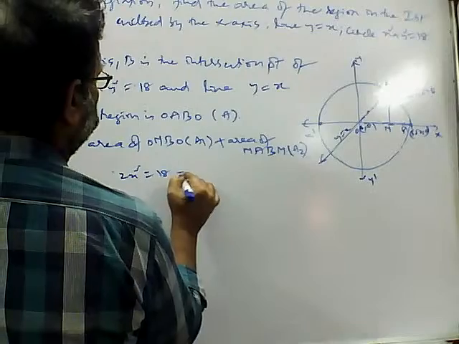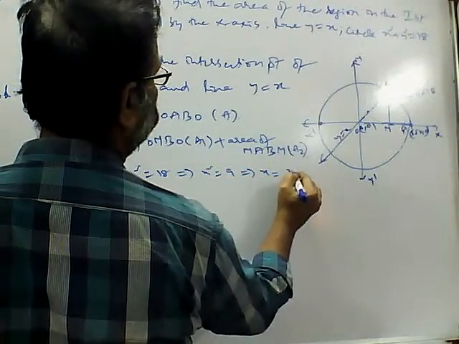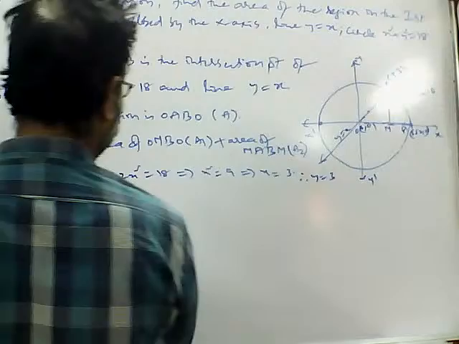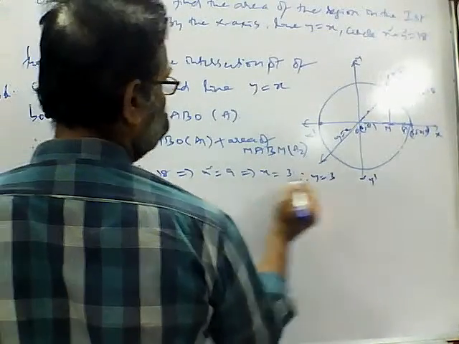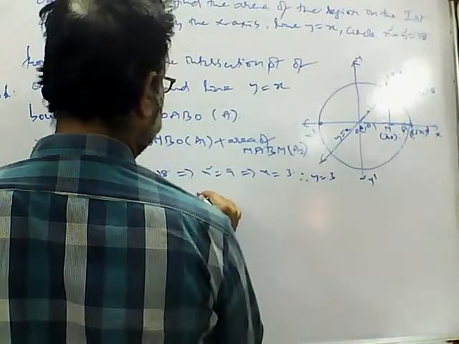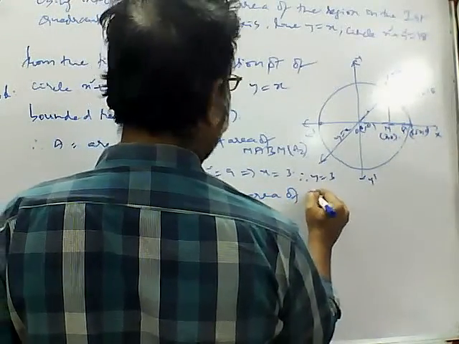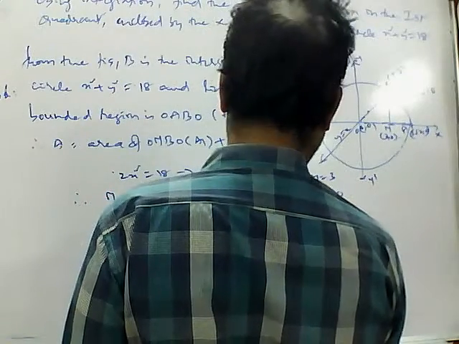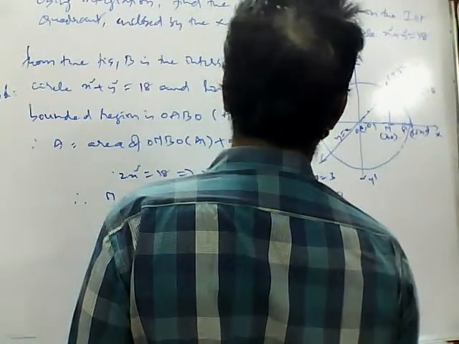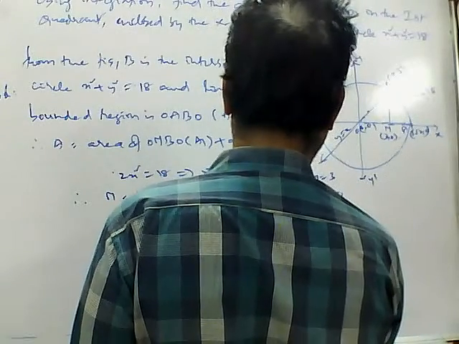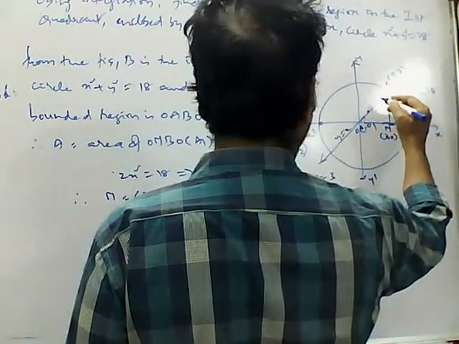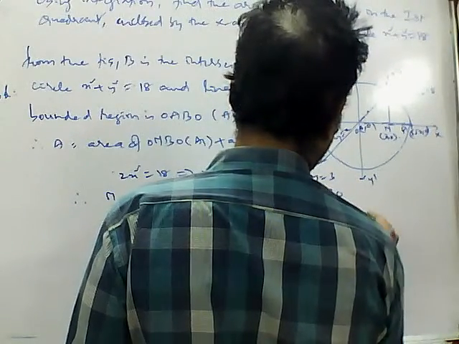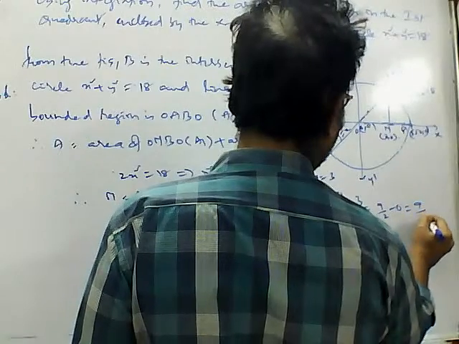2x square is equal to 18 implies x square is equal to 9 implies x is equal to 3. X is equal to 3 means y is also 3. So B is 3 comma 3. Therefore M is 3 comma 0. Therefore A1 is the area of OMBO, which is the integral from 0 to 3 of y dx. Y means the line y is equal to x, so x dx. X square by 2 from 0 to 3 is 9 by 2 minus 0, which is equal to 9 by 2 square units.